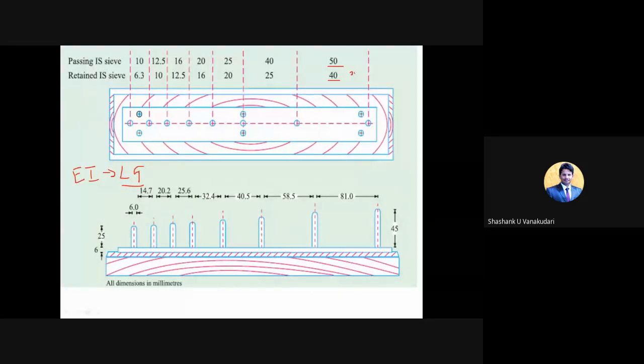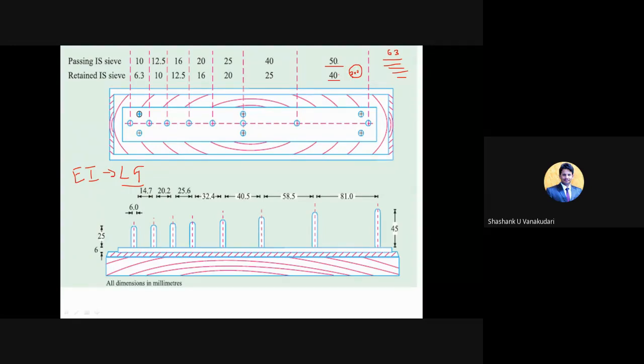You need to collect 200 particles. The procedure will remain the same. Only the instrument changes, and at the end some part of the procedure also changes. So listen carefully. Here also you need to arrange the sieves from 63 to 6.3. Again you pour the aggregates so that you get some part in every sieve. Now you collect the aggregates passing 50 and retained on 40. You need to collect 200 particles.